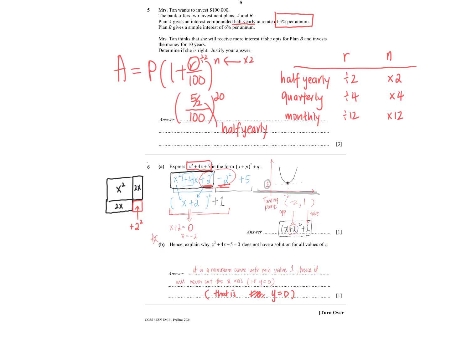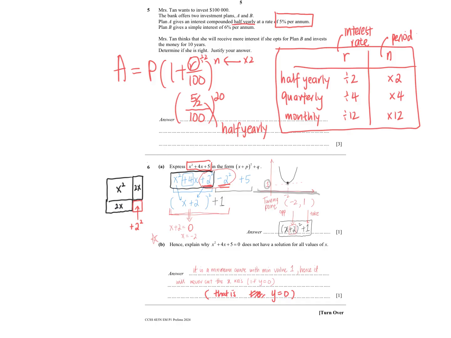Okay. So this table, just take note. What is the R and the N? The R is the interest rate. Then the N is the period, the length of time. Usually in years. Okay, usually in years.